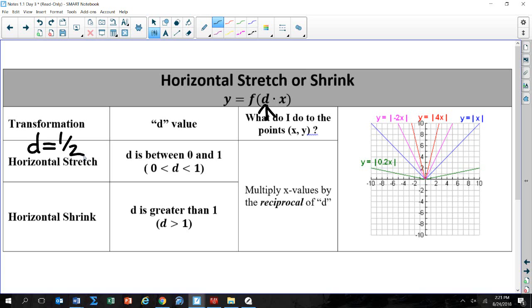Just like the left-right shift is opposite of what you think. Okay? If D is greater than 1, so let's say D was 2, that's a number bigger than 1. That's going to be a horizontal shrink. That's weird to have a number bigger than 1 and have it shrink. Let's talk about why that is.